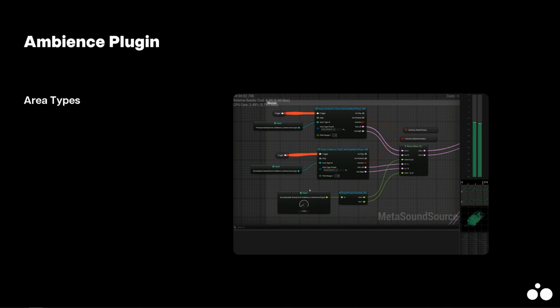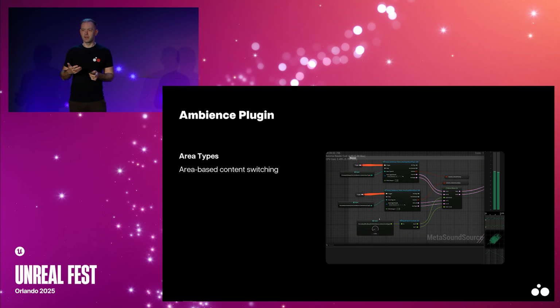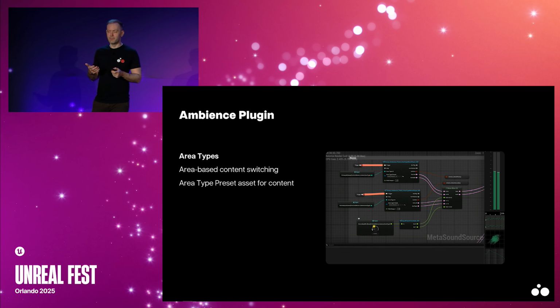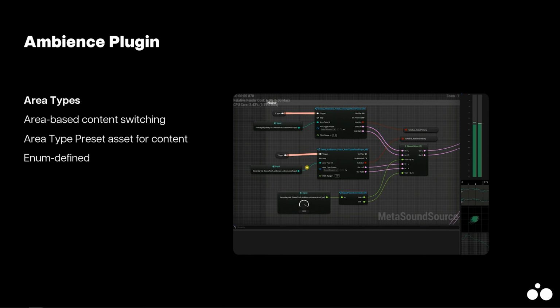So area types are our way of crossfading pre-authored wave content based on a location or proximity to a volume. And we attach content and parameter values to area types using an area type preset asset, which is an asset type that we made ourselves for this purpose. And we define the actual area types themselves using a subclass of a user-defined enum asset. And these allow you to specify enum values in data, which allows sound designers to customize them for each project. Like the concept of an area type is going to be different pretty much for every project that you have. So we wanted to support that.